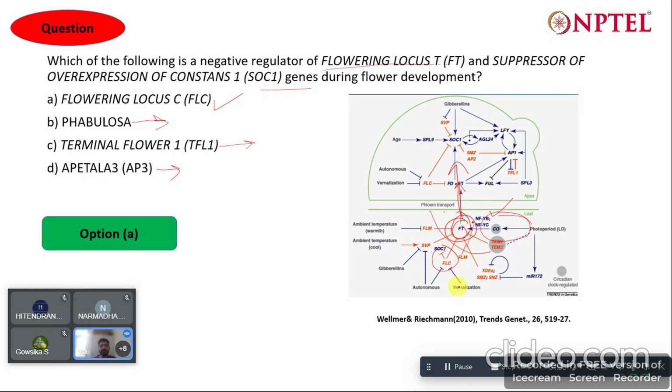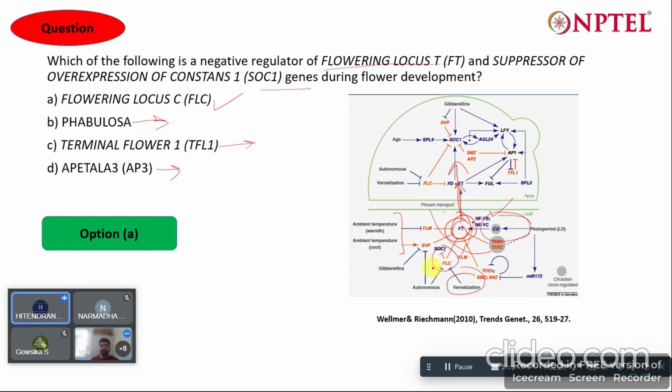But in other cases, these things happen only when appropriate conditions, like temperature, are available at that point of time. So these pathways are not active all the time. Like in the case of vernalization, it is the cold treatment. When there is a cold treatment, then FLC inhibits FT and SOC1. So it doesn't take place all the time. Only when the environmental conditions favor it do these pathways get activated.